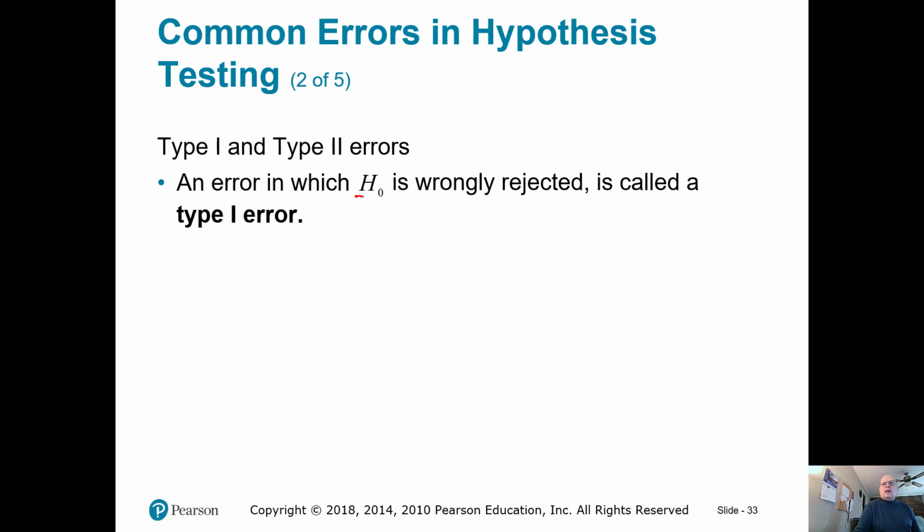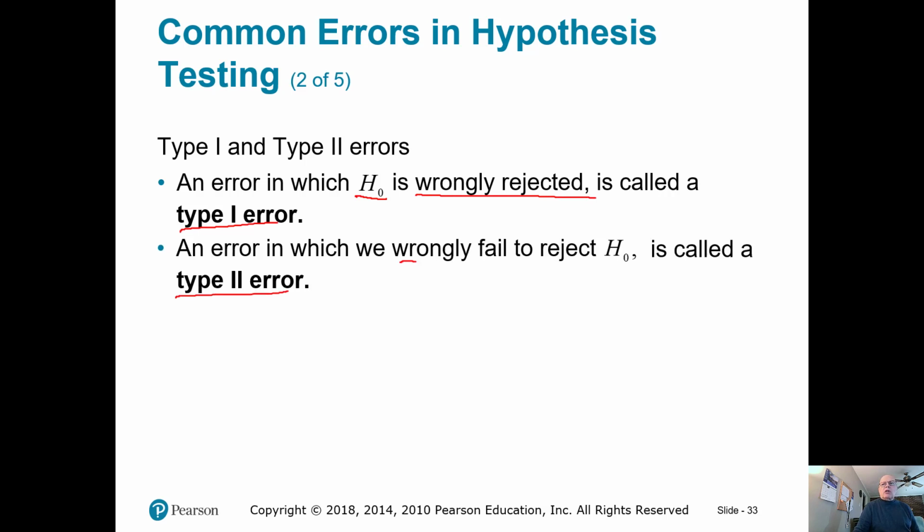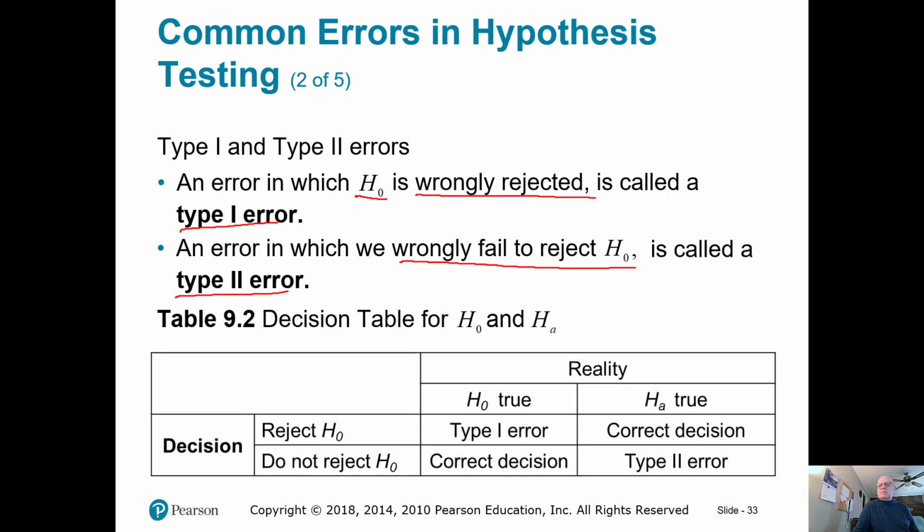First, when the null hypothesis is wrongly rejected, that is a type 1 error. A type 2 error is when we wrongly failed to reject the null when we should have. Here's a table that gives you an idea of how these work. This is the reality up here. If the null is true and we reject it, we made a mistake. If it's true and we do not reject the null, we made a correct decision. If the alternative is true and we reject the null, we did right. If this is true and we didn't reject it, we've made a type 2 error.